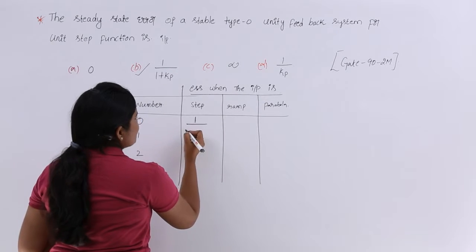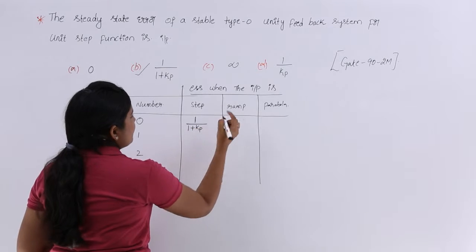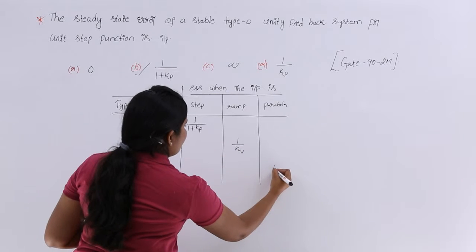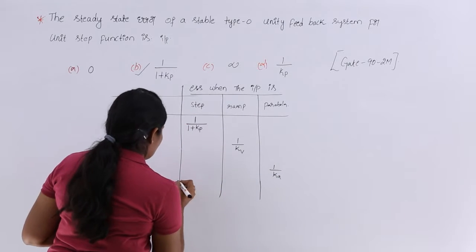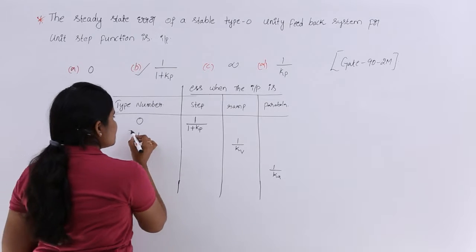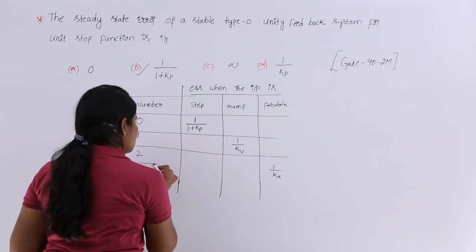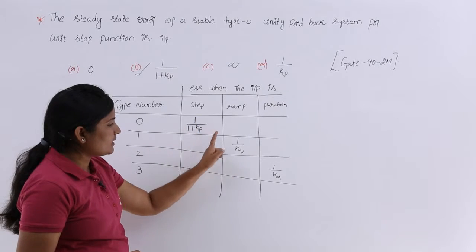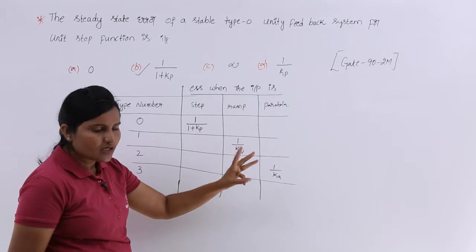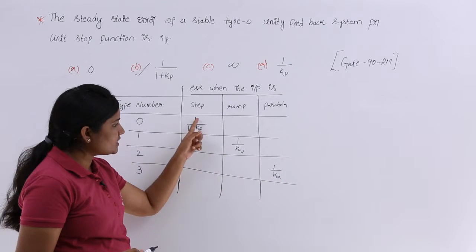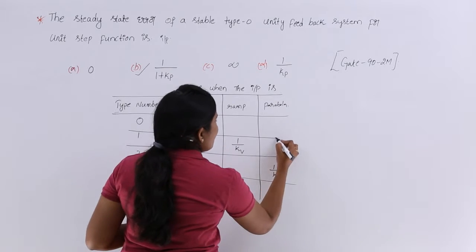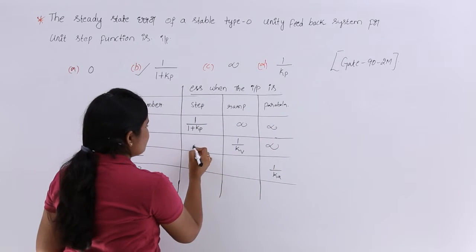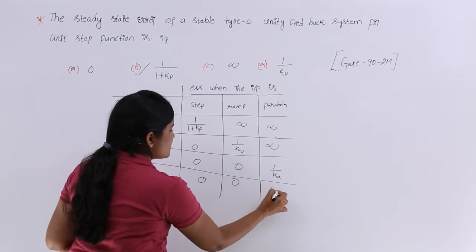Here take the diagonal structure. The ESS for a type 0 system with step input will be 1 by 1 plus Kp. For ramp this will be 1 by Kv, and for parabola 1 by Ka. You just write diagonally like this: 1 by 1 plus Kp, 1 by Kv, 1 by Ka. We have 3 error constants: position, velocity and acceleration error constants. Whatever the upper boxes are, you just put infinity in them. In the lower boxes, you just keep 0.